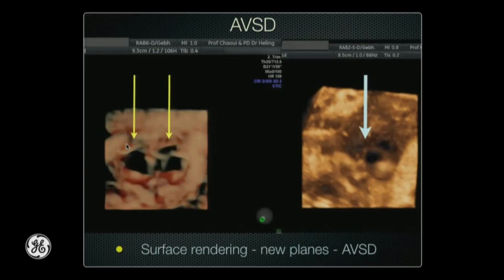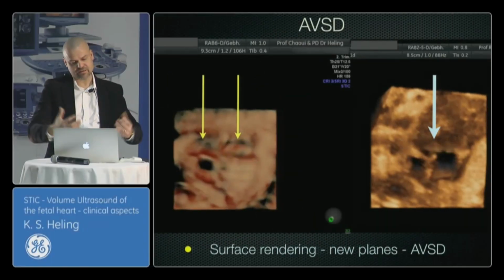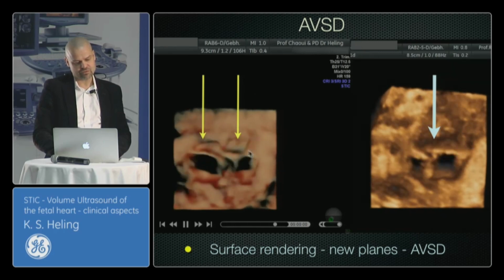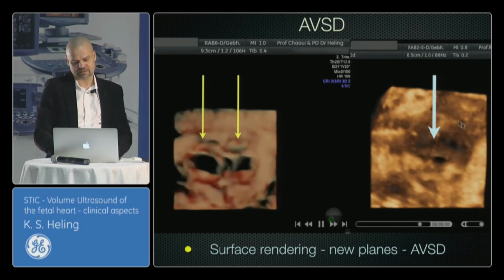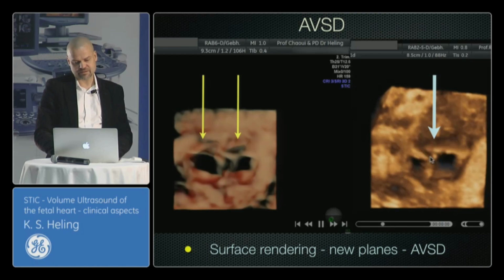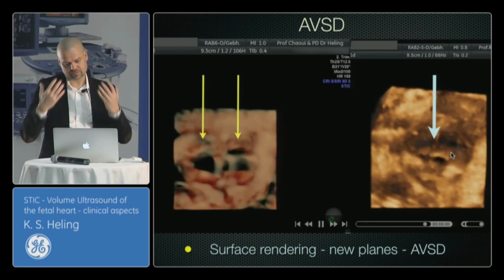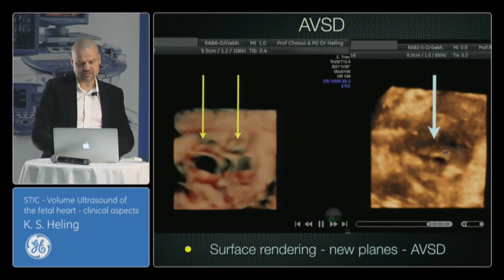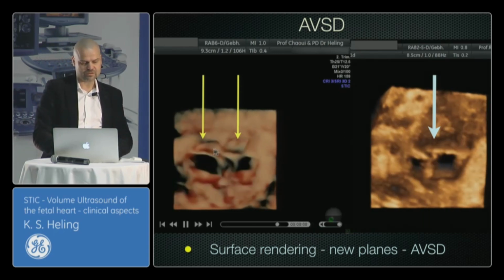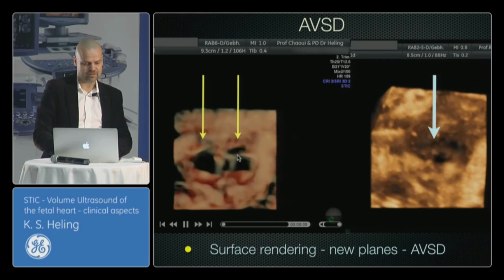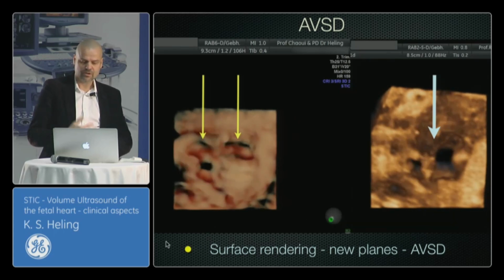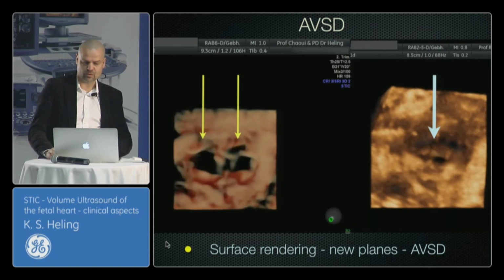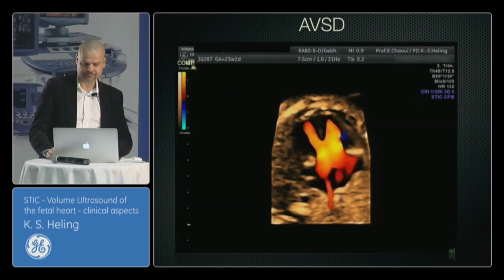And then we have a normal heart. We rotate via the x-axis, and clearly you can see that we have two AV valves. And in a case with an AVSD, you see that we have only one valve. We look from the ventricles from below at the AV valves, and you see we have only one valve compared with a normal heart where we have two AV valves. This is a very good tool using STIC technology in daily work in the detection of heart defects.